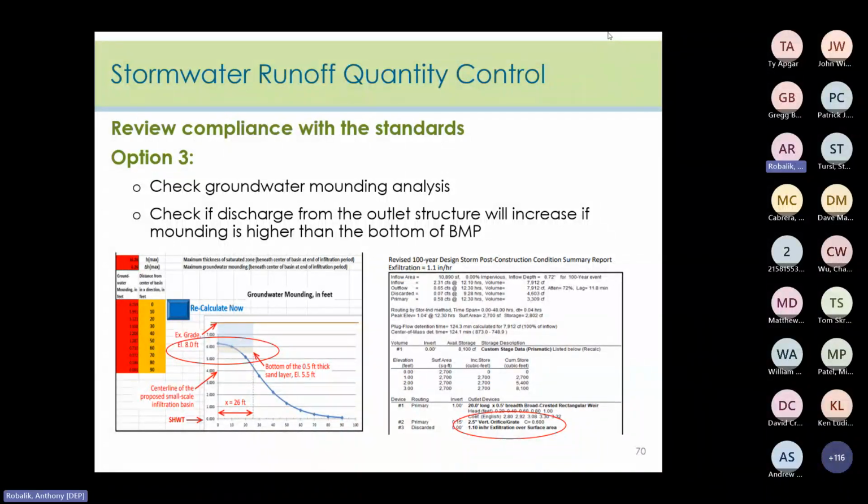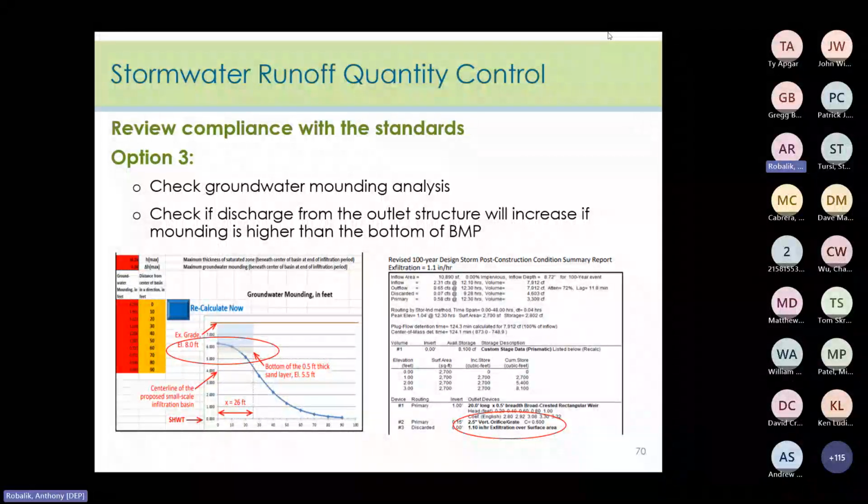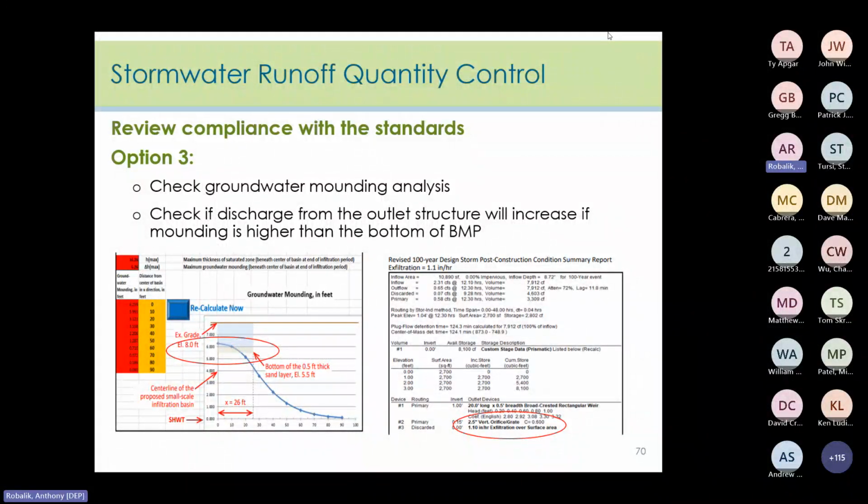If a proposed BMP is designed to infiltrate runoff into the subsoil, then the reviewer must check that a groundwater mounding analysis is provided. If there are infiltrating BMPs on site and no groundwater mounding analysis was submitted with the stormwater report, the reviewer shall ask that the design engineer provide it. There should be a groundwater mounding analysis provided for each proposed infiltrating BMP.